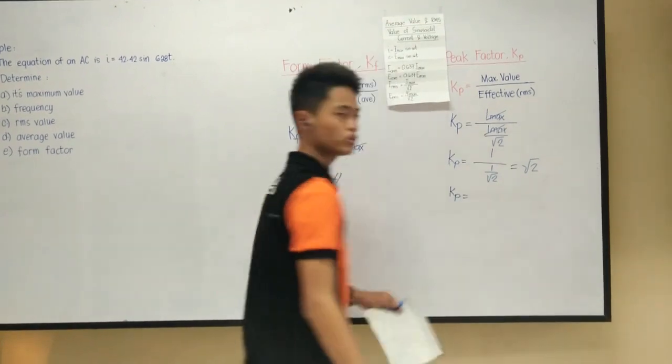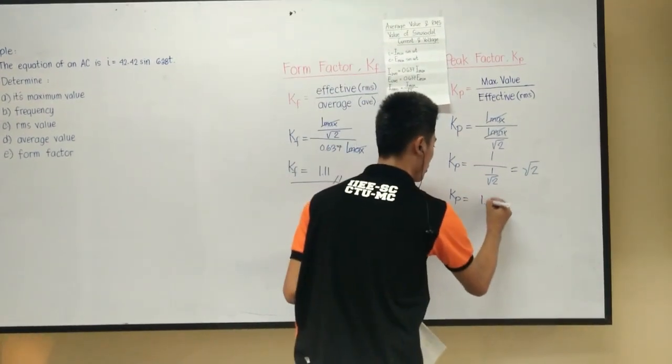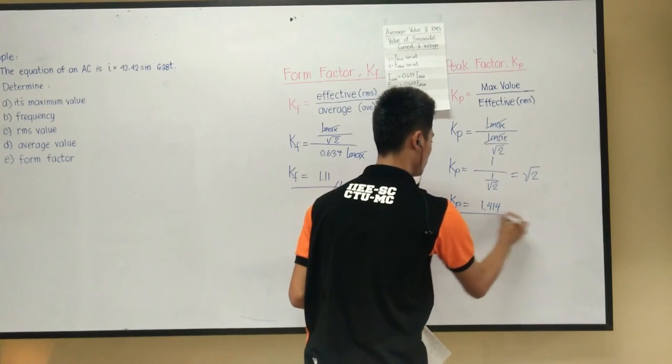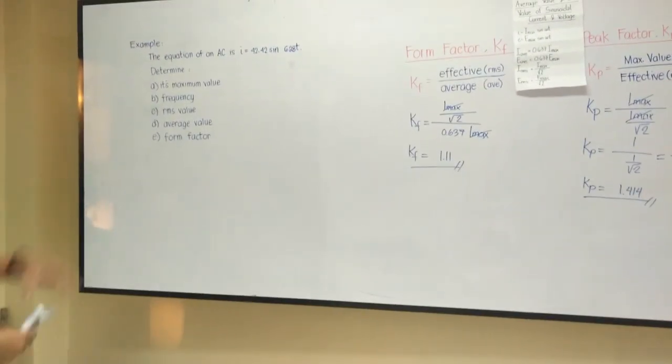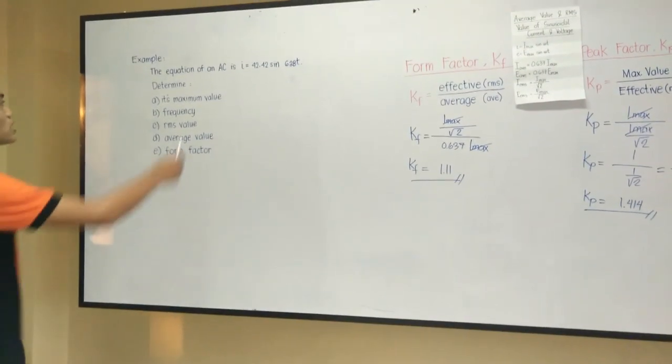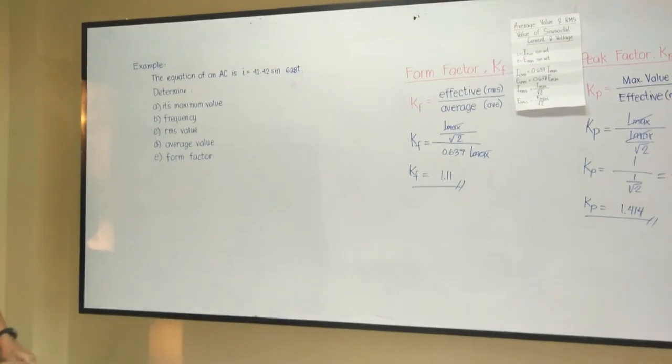Kp now is equal to square root of 2, or is equal to 1.414. So now let's take this as an example. The equation of an alternating current is I equals 42.42 sine 628t.